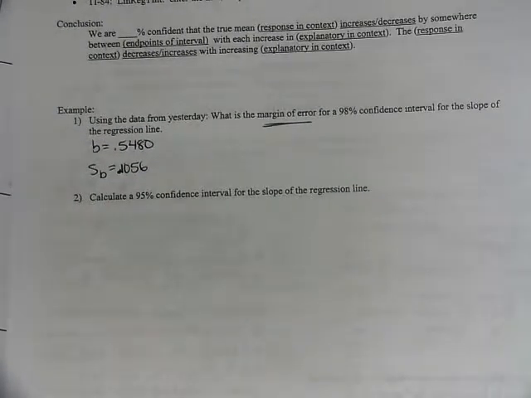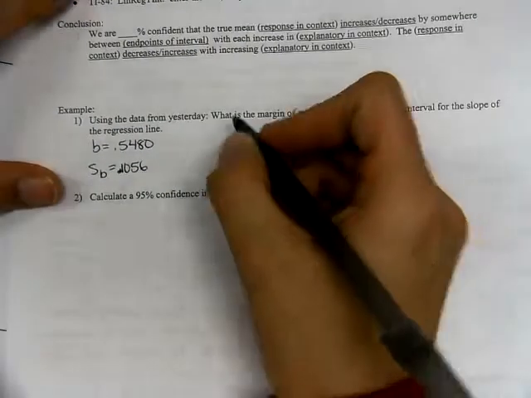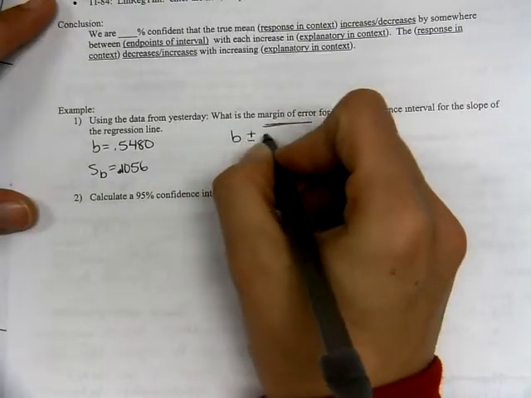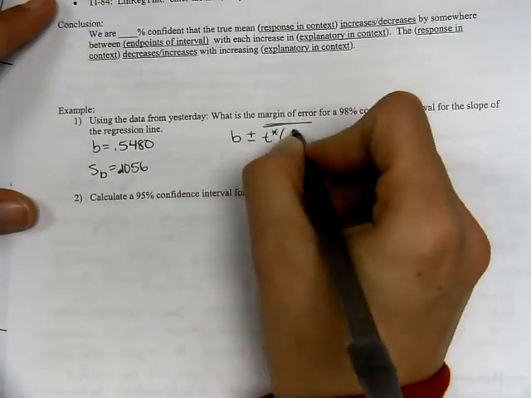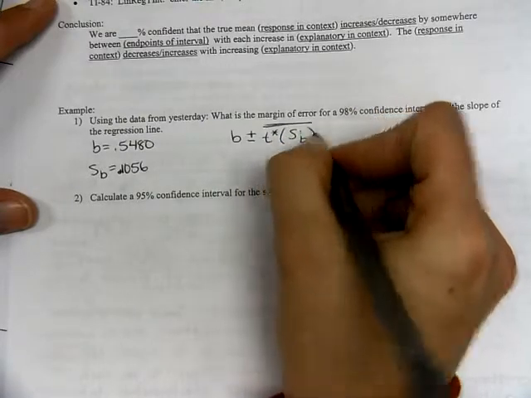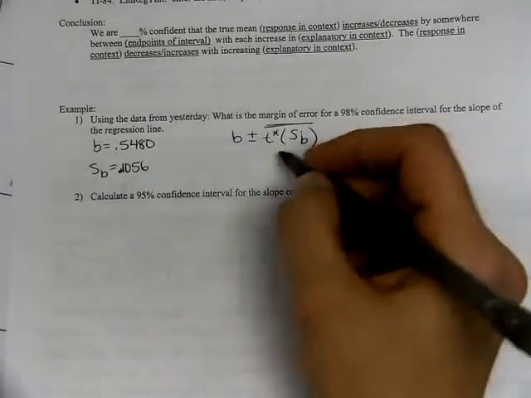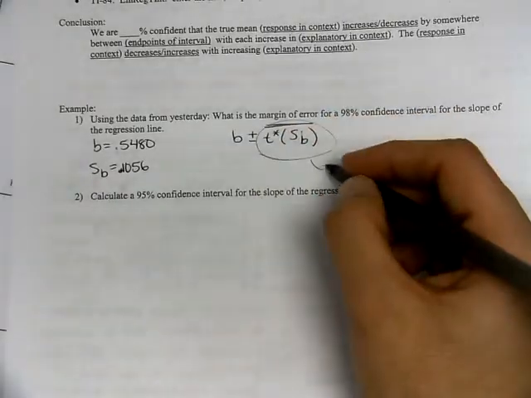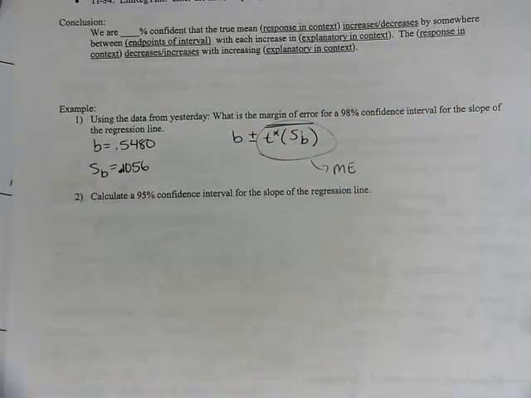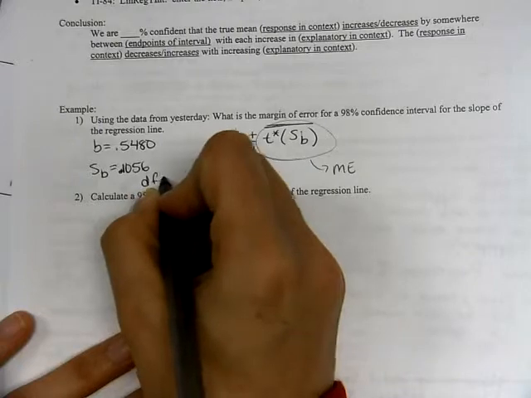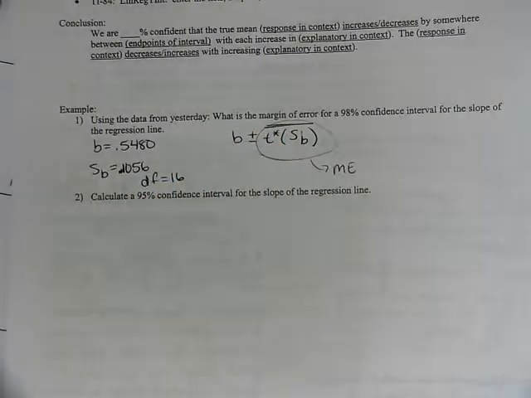So if it's asking you for margin of error, your confidence interval formula is the slope plus or minus t star times SB. Remember, with confidence intervals, if it's asking you for margin of error, it's just asking you for this section. It's just asking for that section. Our degrees of freedom yesterday was 16 because we had 18 random people.